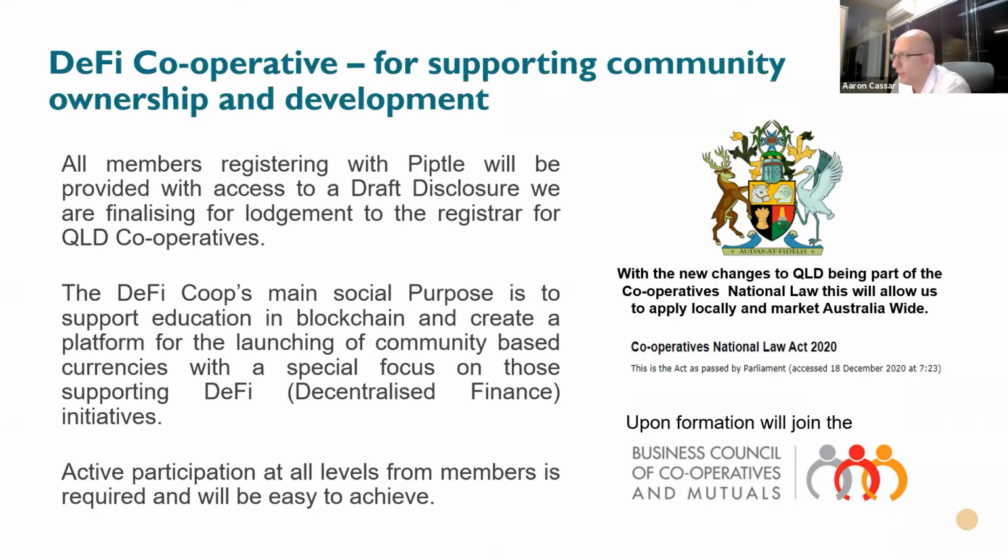So as a cooperative, we're actually approved under the National Law of Cooperatives. And this is part of a Cooperatives National Law Act. The Queensland Cooperatives National Law Act was updated on the 18th of December 2020 and adopted, allowing Queensland to become part of the Federal Cooperatives Alliance, you could say, so that anyone who registered a cooperative in Queensland can now pretty much run a cooperative anywhere in Australia.